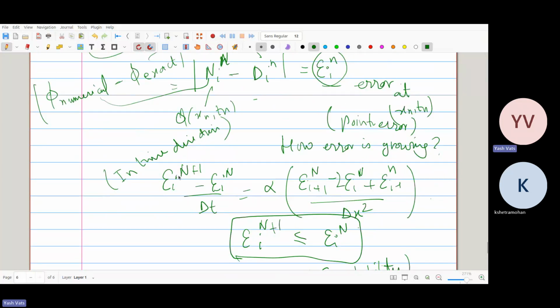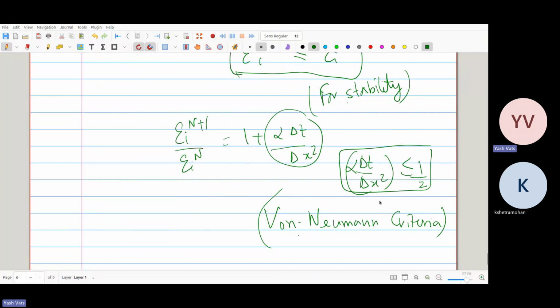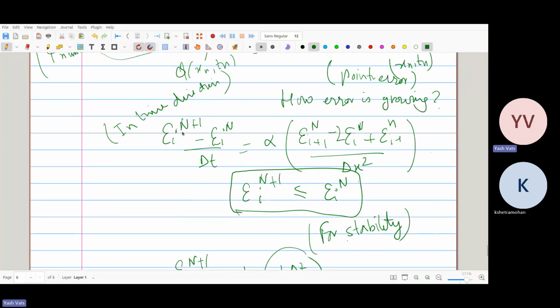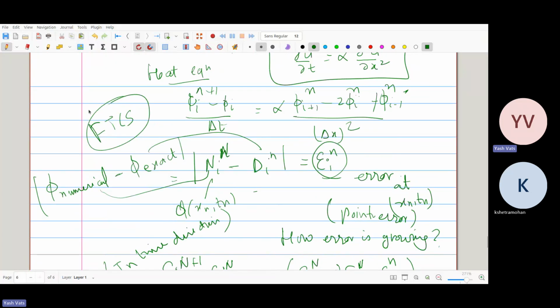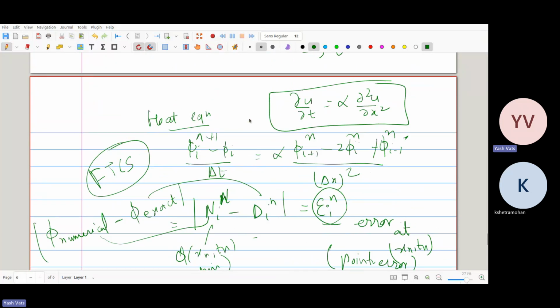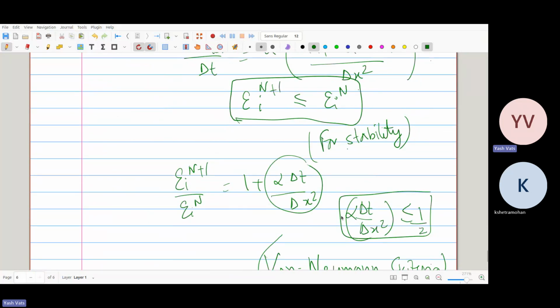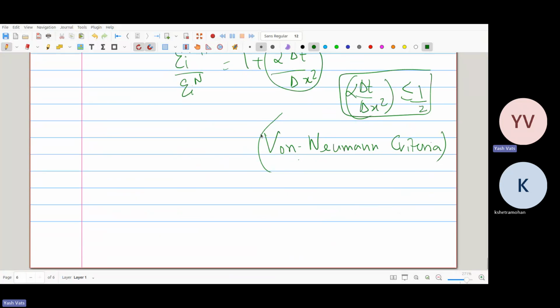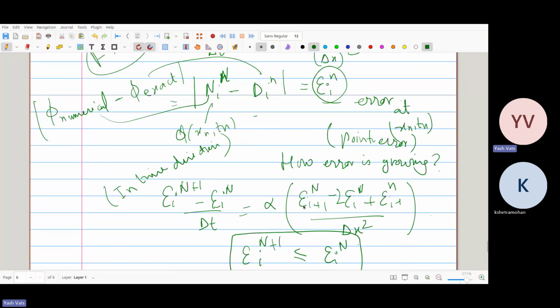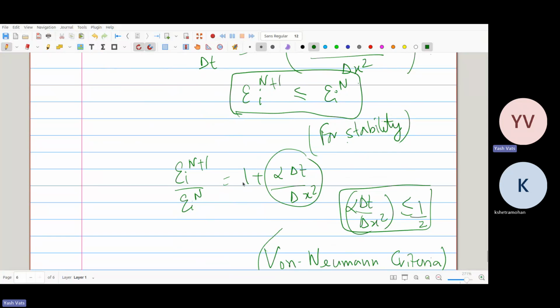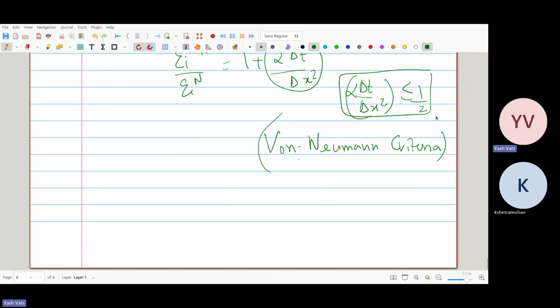And that makes the error. So you will get this condition, but this condition is very specific to your numerical scheme. In questions, maybe you will have a different numerical scheme or even a different equation, and then they will ask what is the criteria for stability. Then you have to do the same thing: write in error terms and try to get an estimate like this. So that is the von Neumann criteria for this specific scheme and specific PDE.